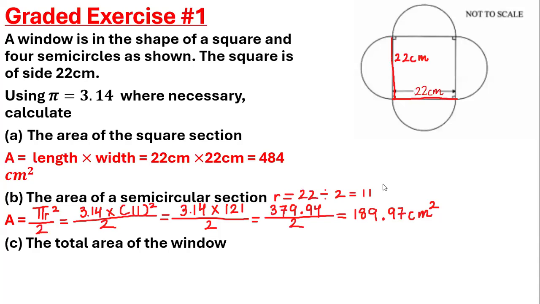All right. Next, we have the final one. You have to do the total area. So the total area is going to be 484 centimeters squared plus open bracket, 4 multiplied by 189.97.